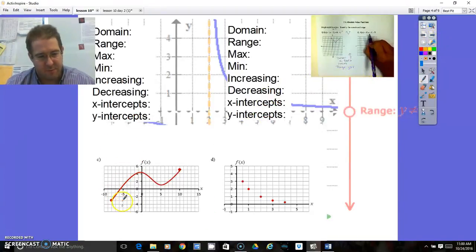All right, this one is a function. If you put a vertical line, you'll only hit the graph once. So the domain in this case, it starts right here, which looks like -8.